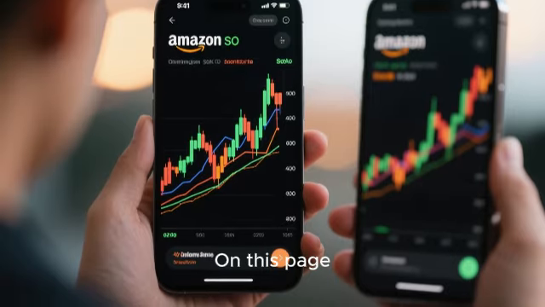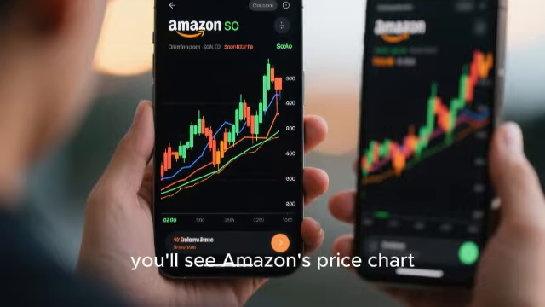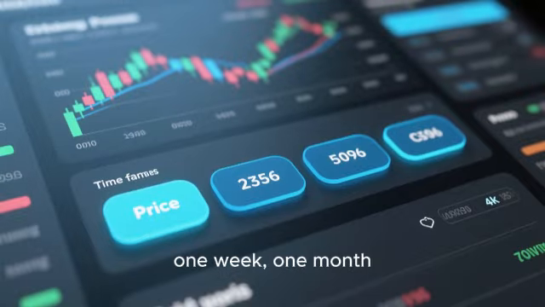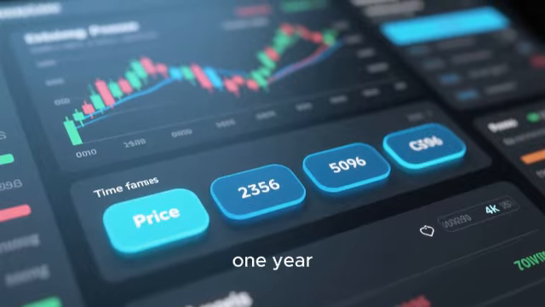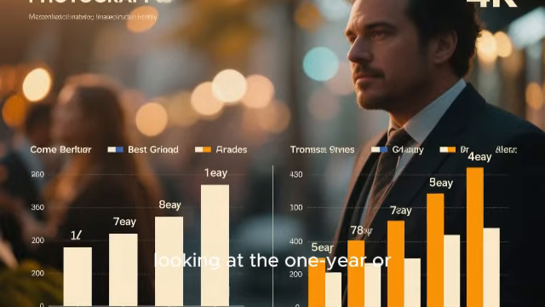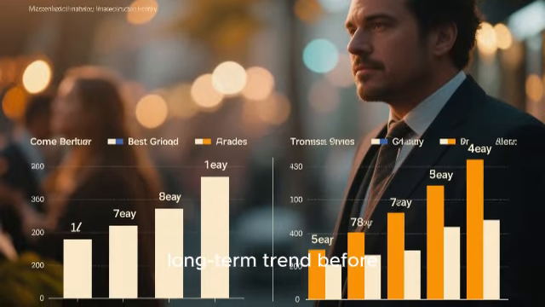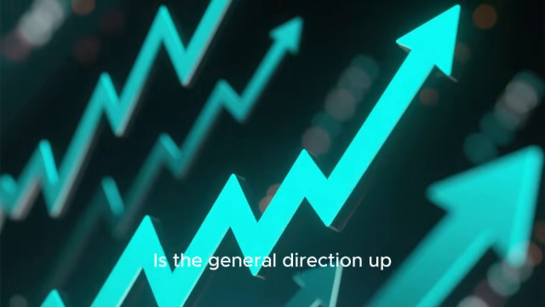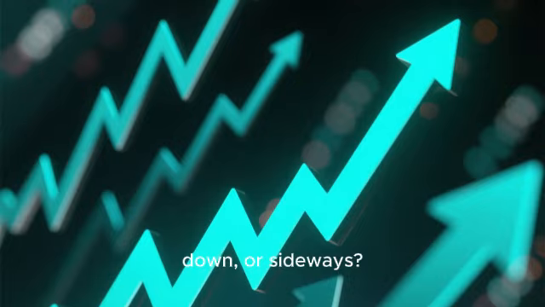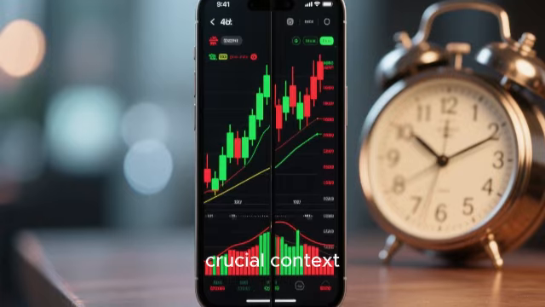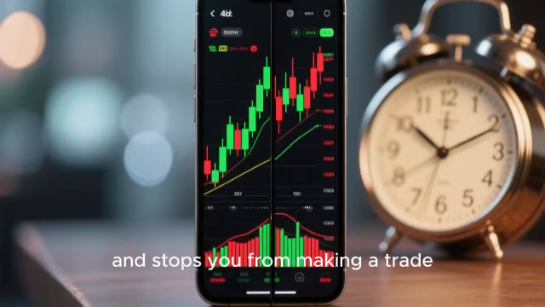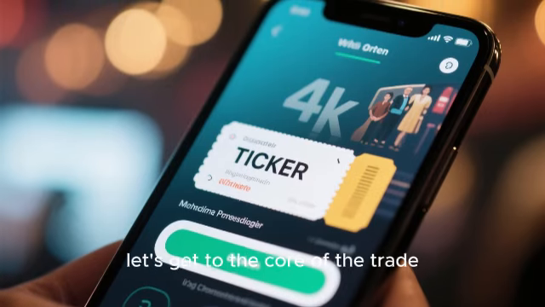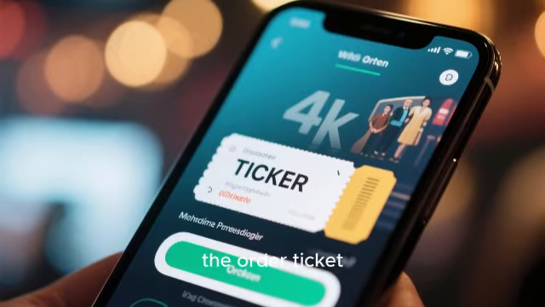On this page, you'll see Amazon's price chart. You can usually switch between different time frames: 1 day, 1 week, 1 month, 1 year. Get in the habit of looking at the 1-year or 5-year chart to understand the long-term trend before you even think about a trade. Is the general direction up, down, or sideways? This 10-second check provides crucial context and stops you from making a trade based on a single green or red day.